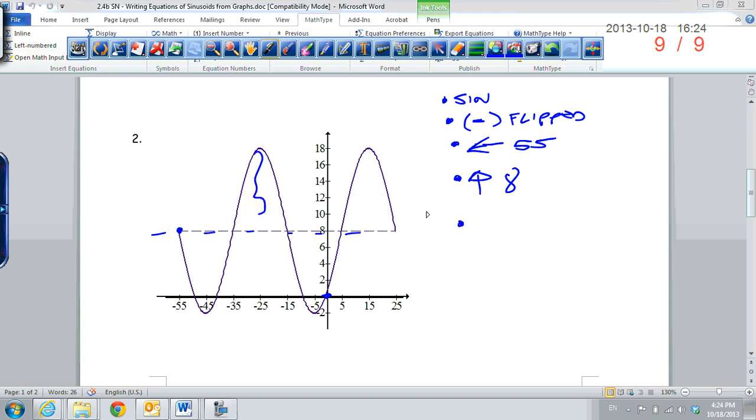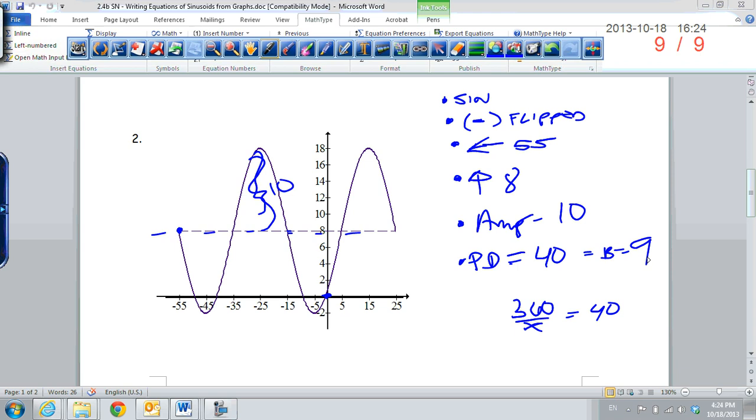We have two more things. My amplitude would be 10. And then my period: my period length is from -55 to 15, so that's 40. Once again, 360 over b equals 40, so that means my b is going to be 9. So y equals, now I'm going to do my vertical shift, so 8. It's flipped, so that means minus. Amplitude's next, 10, then sine, then my b, and then theta. And since it's going to the left, it's going to be plus 55.